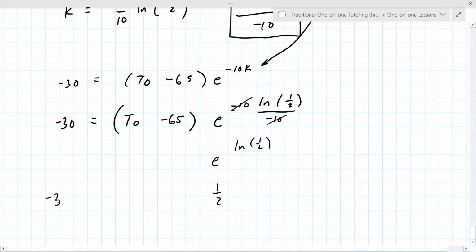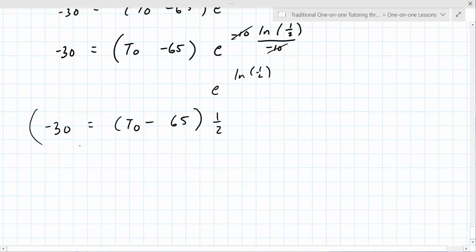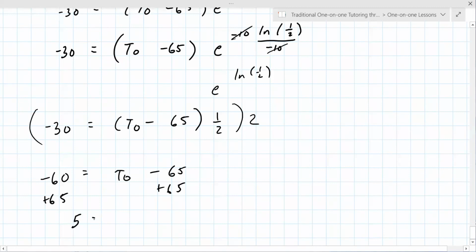So you're down to an equation that you could solve in pre-algebra or algebra 1, because there's only one variable. Now you multiply by 2: minus 60 equals T0 minus 65. Then you add 65 to both sides.